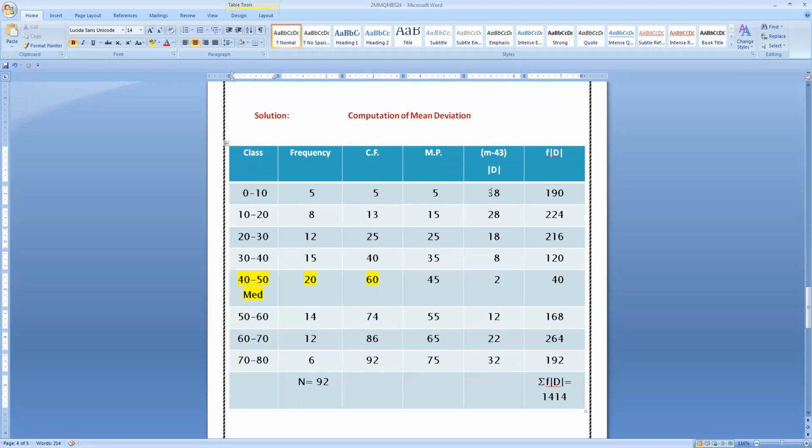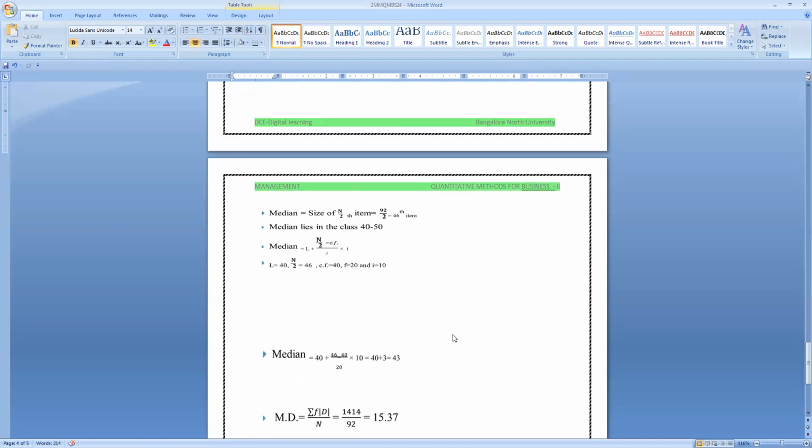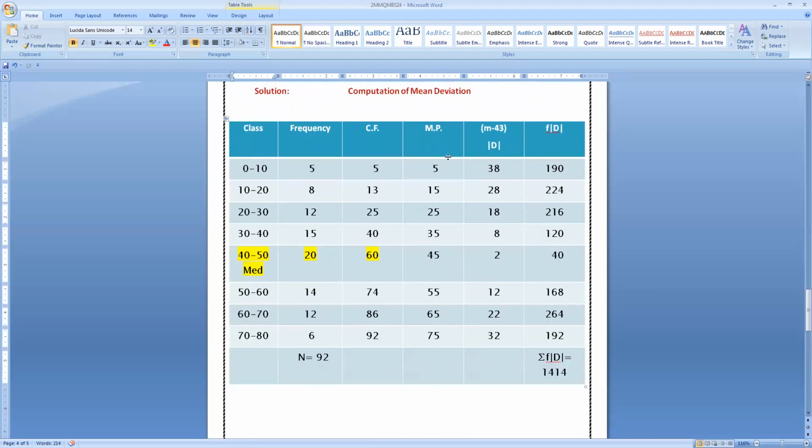Now we have to do the deviations with the help of midpoint. The value of median we calculated here is 43. So we have to deduct it from the midpoints. Now 5 minus 43 is 38, 15 minus 43 is 28, 25 minus 43 is 18, 35 minus 43 is 8, then 45 minus 43 is 2, 55 minus 43 is 12, 65 minus 43 is 22 and 75 minus 43 is 32.